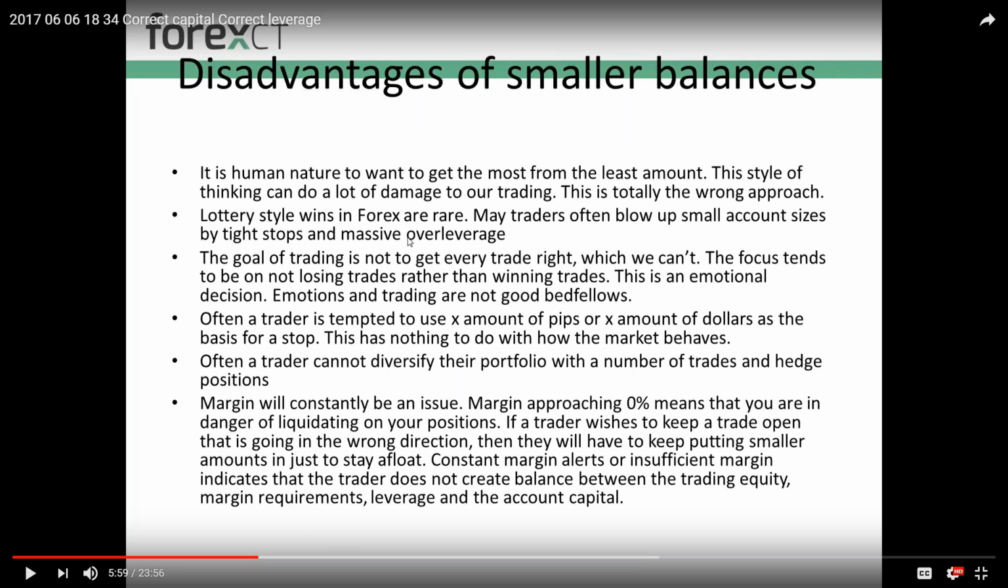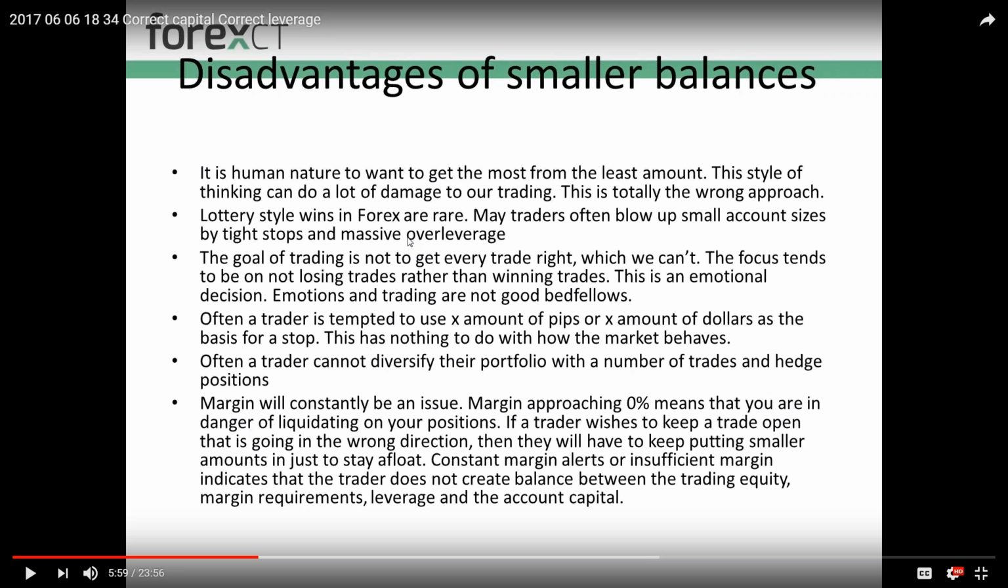So let's have a look at some of the disadvantages of smaller balances. Now, before we go on, I really want to reiterate that I'm not saying that you can't trade with a small balance in the market. I'm just drawing your attention to some of the challenges you will face by starting with a lower degree of equity. As we said, it is human nature to want to get the most from the least amount in anything, but this style of thinking in trading can do a lot of damage to your portfolio.